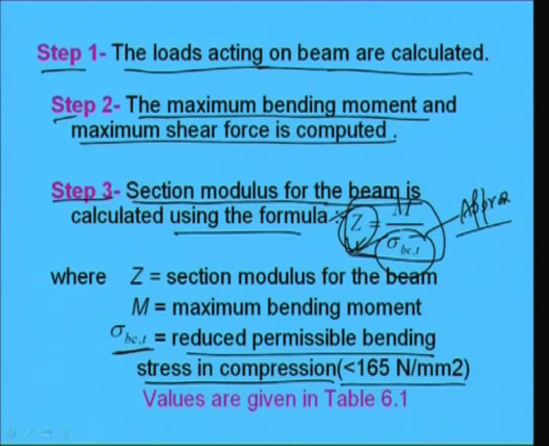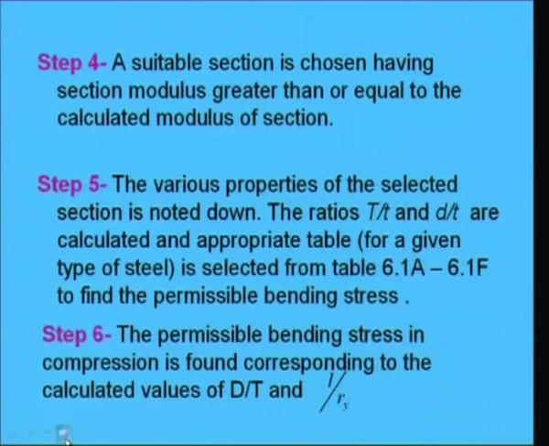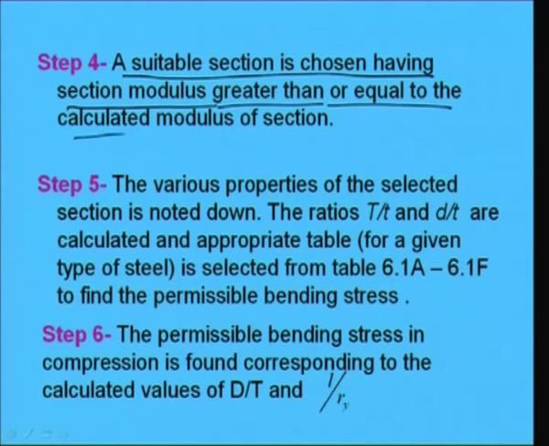After that, for that particular section we can find out what is the actual sigma bc, which is given in table 6.1. In table 6.1, several tables are there, 6.1A to 6.1F, for different conditions. I am coming to that. Then a suitable section is chosen having section modulus greater than or equal to the calculated modulus of section.